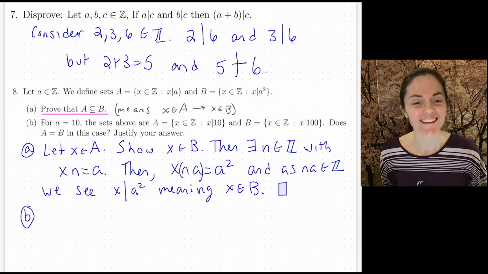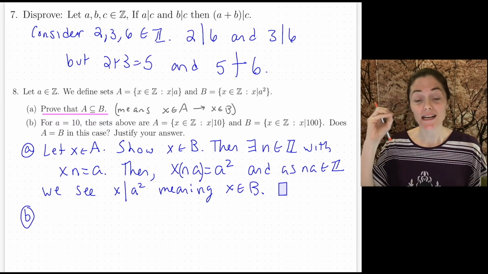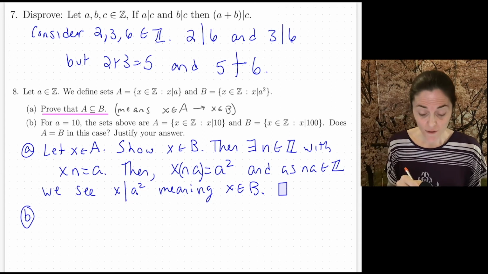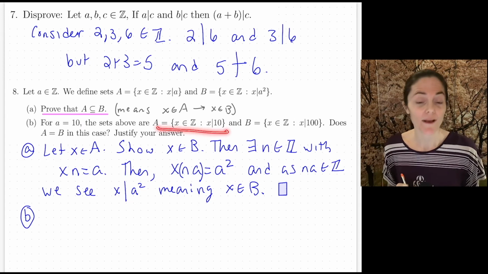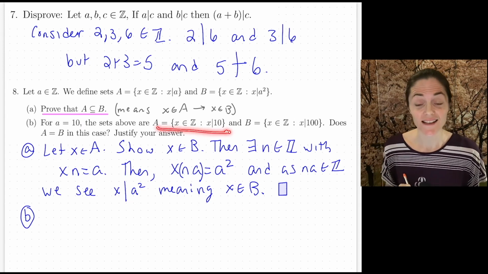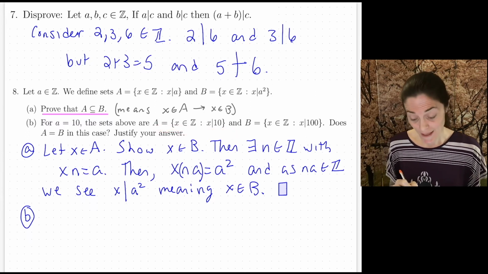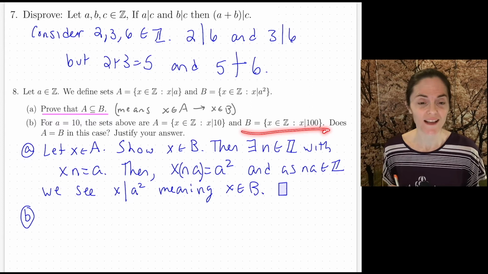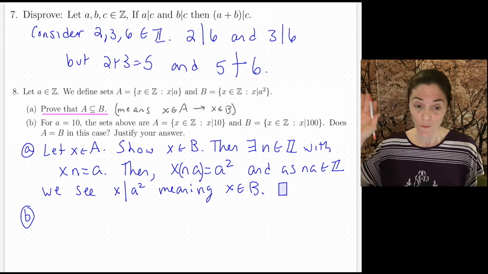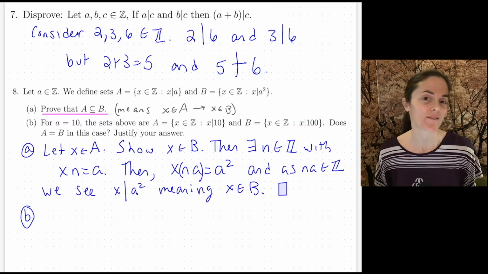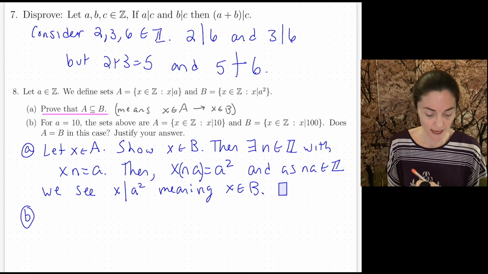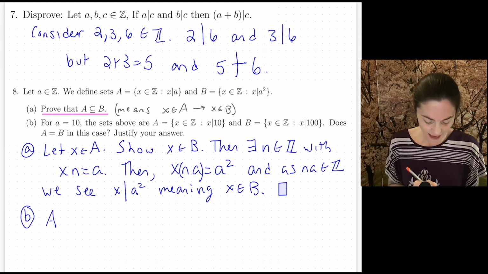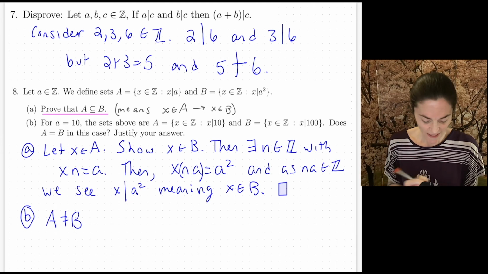Letter B. Well, we're given a specific value of a here. So for a equals 10, capital A is all integers x such that x divides 10. And capital B is all integers x such that x divides 100. The question is, does A equal B? In this case, we must justify our answer. I will just say, in this case, A is not equal to B.